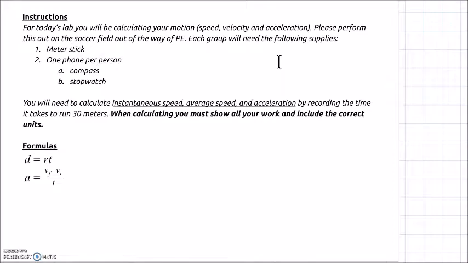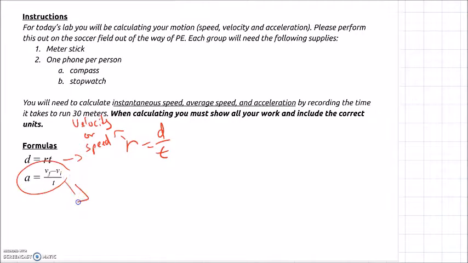So here we have our instructions and our important formulas. Remember that your distance equals rate times time formula, or your DIRT formula, can be rearranged. So if you want to solve for a rate, you simply divide each side by t, and you get rate is equal to distance divided by time, where rate, let's remember, is either velocity or speed.